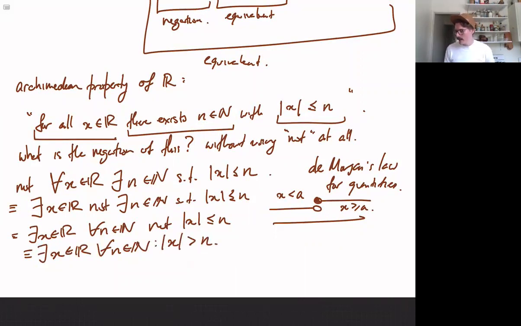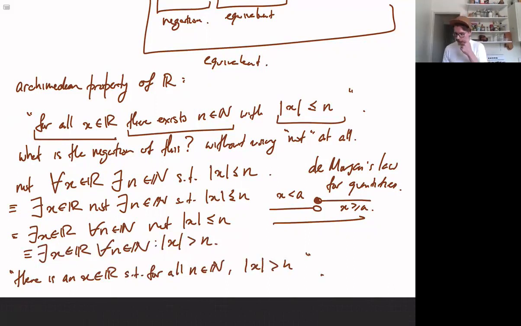But let me also translate it back into English words. There is an x real number such that for all natural numbers n, absolute value of x is greater than n. And again, just to connect this to other things, this is a thing that happens sometimes, not with the real numbers, but with other more exotic number systems. You can have situations where there are numbers that are bigger than any natural number.